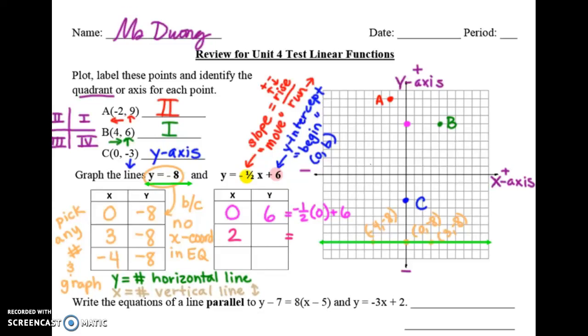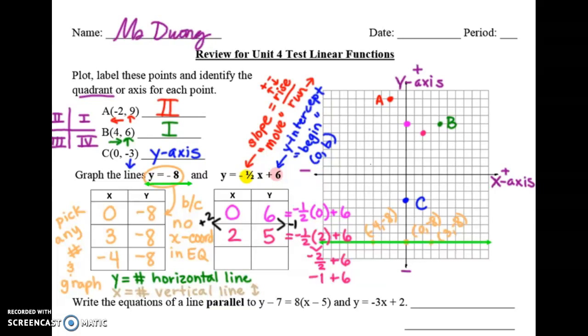I would normally pick the number 1, but I can't take half of 1 without getting a decimal. So I chose the number 2. If I multiply -1/2 times 2, I get -2 over 2. And -2 over 2 becomes -1 because half of 2 is 1. And -1/2 times 2 is -1. -1 plus 6 is 5 because 6 take away 1 is also 5. So (2, 5) goes right 2 and up 5.